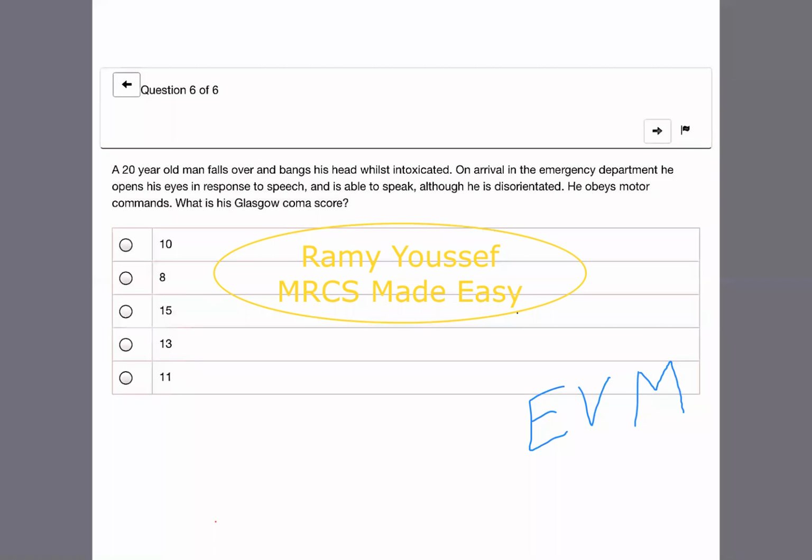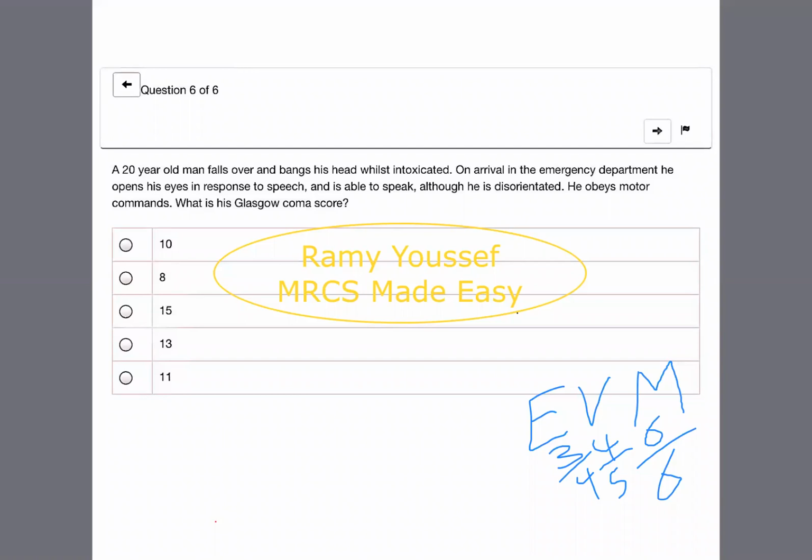So his eye response, opens his eyes to speech, yes, this is 3. And he is able to speak, but he is disoriented, so it is 4. Disoriented? Yes. 4 out of 5? Yes. And he obeys motor command, so it is 6. Okay, if it's 6, so it is 13.